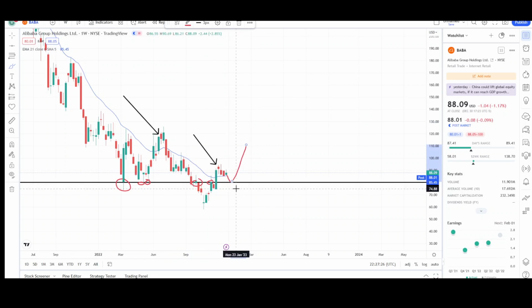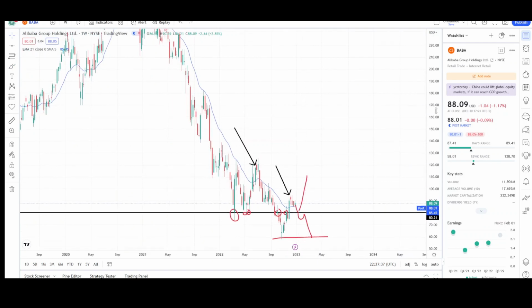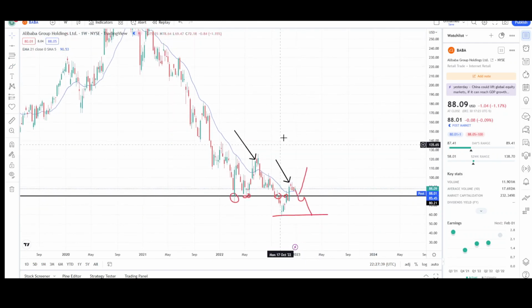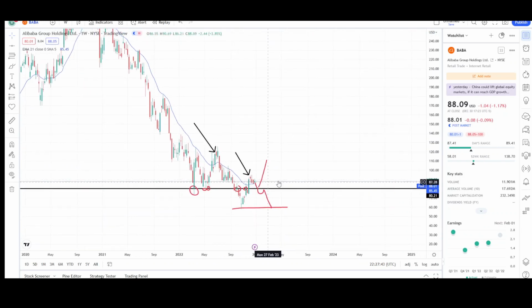If we break below that, it could act as resistance in the future, and then we're probably going to retest maybe the all-time lows for BABA. So we'll have to wait and see. This is another wait-and-see stock. We're not really doing anything right now. We're not really trending, so I'm going to have to wait and see what the market wants to do. But I believe there's a good chance we go to the upside if we bounce from the $80 level.